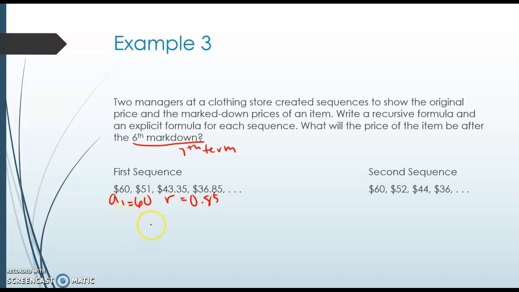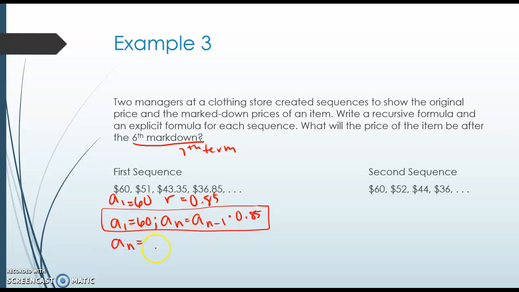Now, from here, my recursive formula, I'm going to do a sub 1 equals 60. And then I'm going to write a sub n equals a sub n minus 1, the term before, times 0.85. And that's our recursive formula. That one's done. Now my explicit, I'm going to have a sub n equals a sub 1, which is 60, times our 0.85, and then we're going to have n minus 1 as our exponent. So that's the explicit formula.